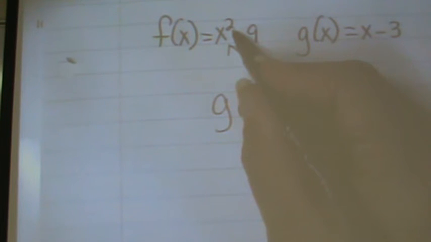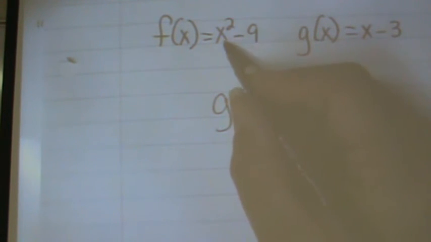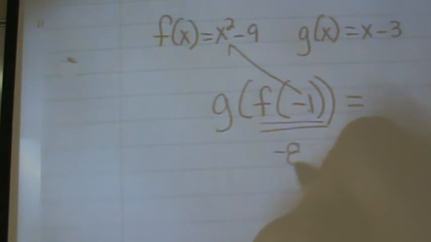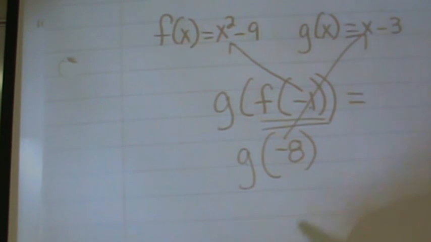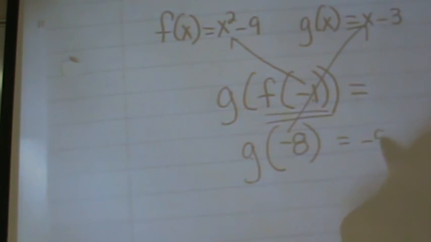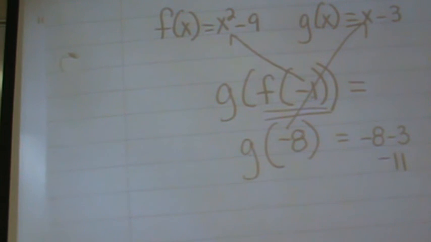If I put negative 1 in here, what do you get? Negative 1 squared is 1, so minus 9. What's 1 minus 9? Negative 8. So this equals negative 8. Then you put the negative 8 into the g function. So now this negative 8 goes here. What's negative 8 minus 3? Negative 11. You get it now? Yeah.